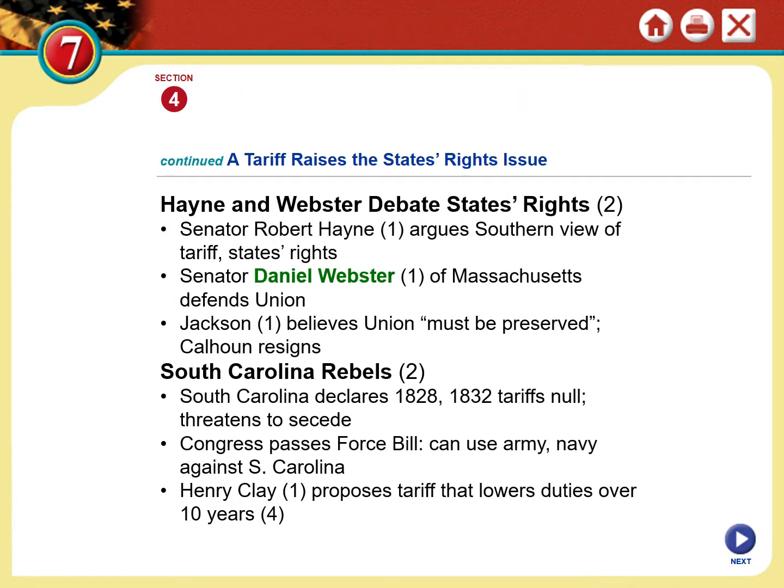This theory was debated in a series of famous debates called the Hayne and Webster debates. In fact, one of your group projects coming up will be recreating this series of debates. Senator Robert Hayne argued the Southern view of the tariff. He explained Calhoun's reasoning for calling this thing the devil itself. He also explained the Southern view of states' rights.